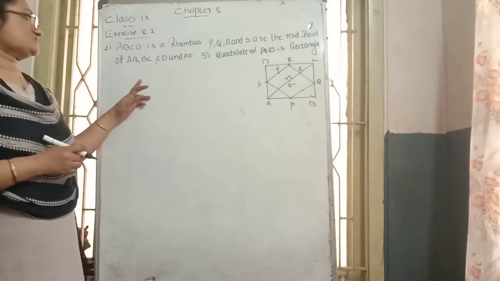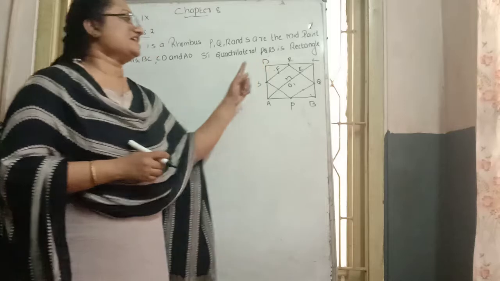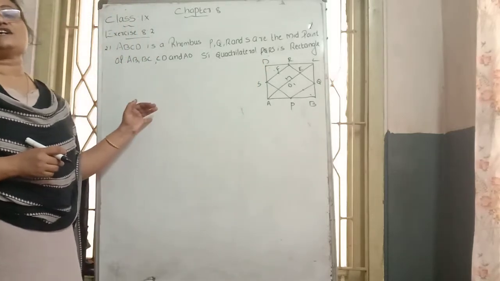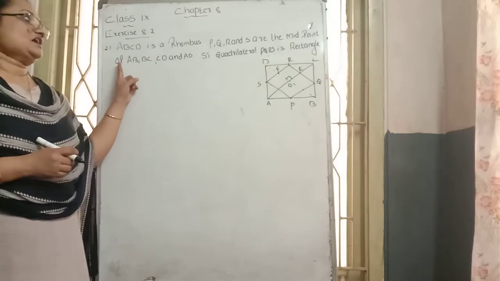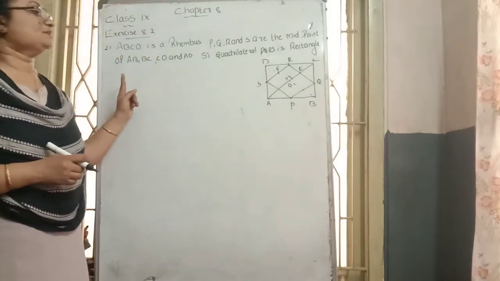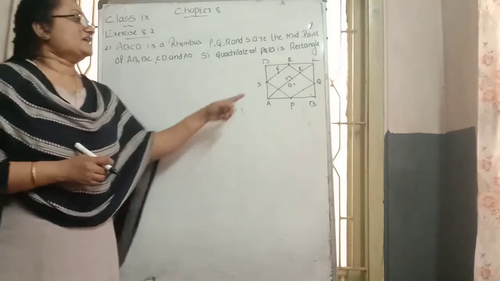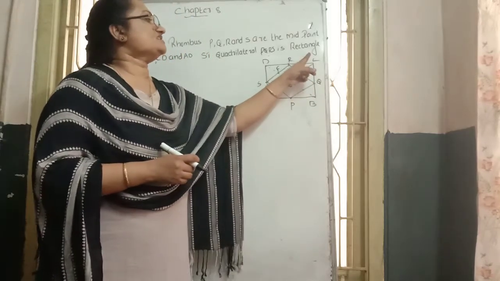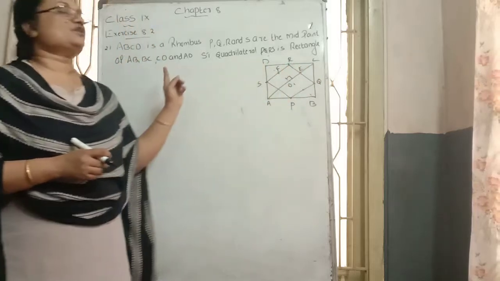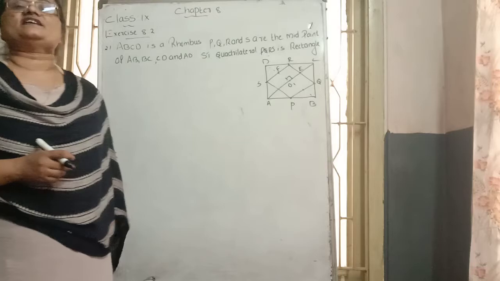Here in the second question, they say that ABCD is a rhombus. That means in this outside diagram, ABCD is a rhombus, and P, Q, R and S are the midpoints. P is the midpoint of side AB, Q is the midpoint of side BC, R is the midpoint of side CD, and S is the midpoint of side AD.